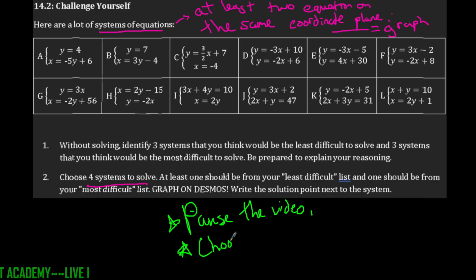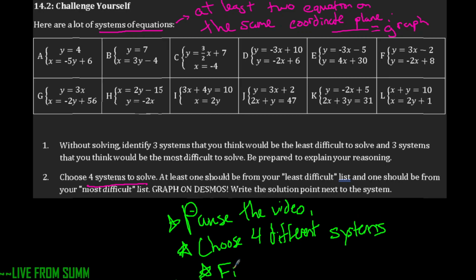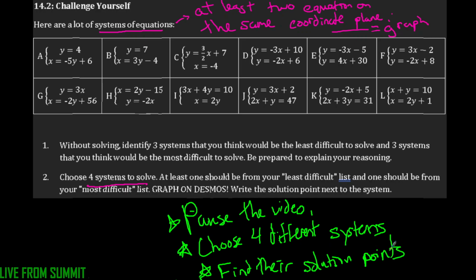and choose 4 different systems and then find their solution points. And what I mean by that, make sure you're thinking of, you're going to say an x value and a y value. So let's say, for example, if I picked the system D, I would say, I have an x value and I have a y value as a solution point.